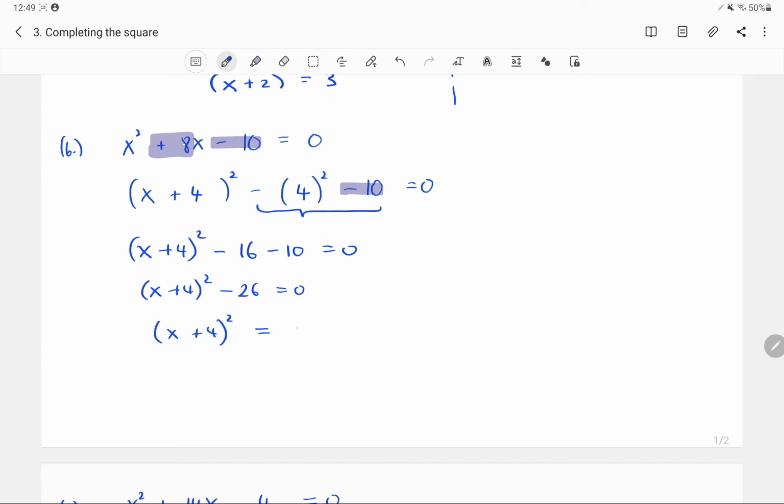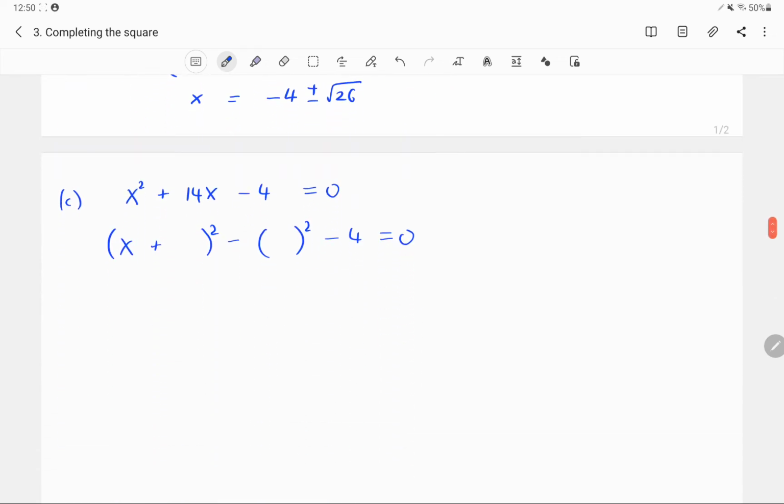And then to solve it, bring that minus 26 across. Take the square root of both sides. And then bring your 4 across. You have minus 4 plus or minus the square root of 26. Another question then. Coefficient of x here is plus 14, so we have x plus 7 in the brackets, but then take away 7 squared. So then you have x plus 7 squared. Subtract 49, subtract 4. X plus 7 squared, subtract 53.